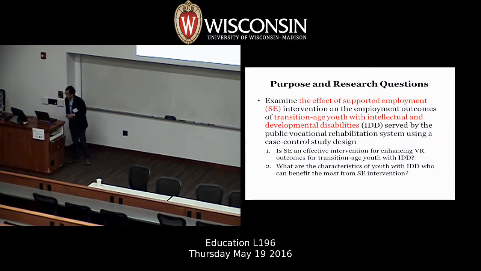So basically what we want to do is examine the effect of supported employment intervention on the employment outcomes of transition age youth with ID and DD. The question is simple: is supported employment an effective intervention for enhancing work rehab outcomes for transition age youth? And what are the characteristics of those youth with IDD who benefit most from supported employment interventions?